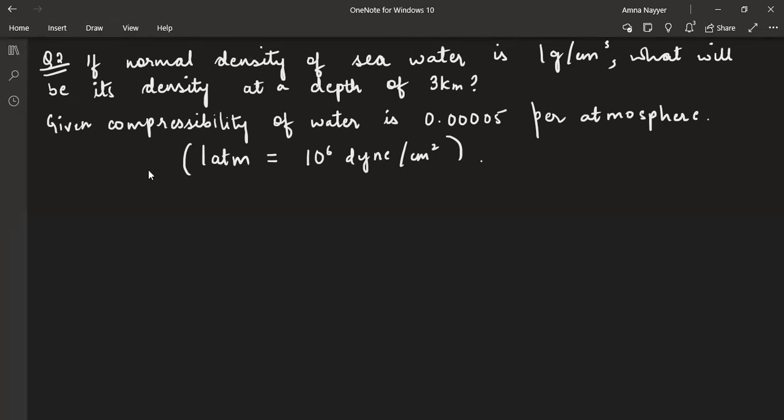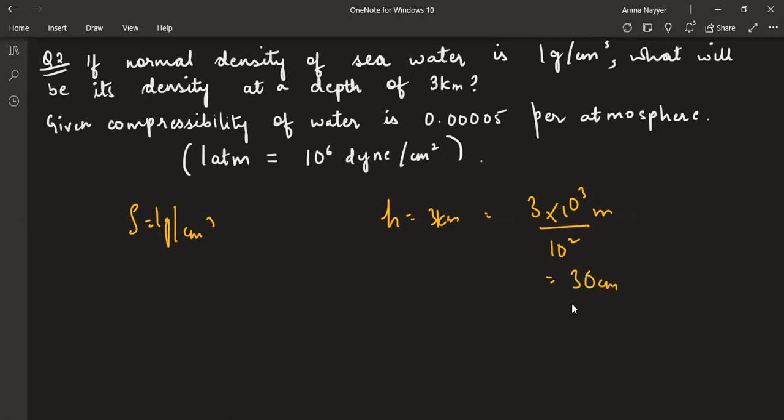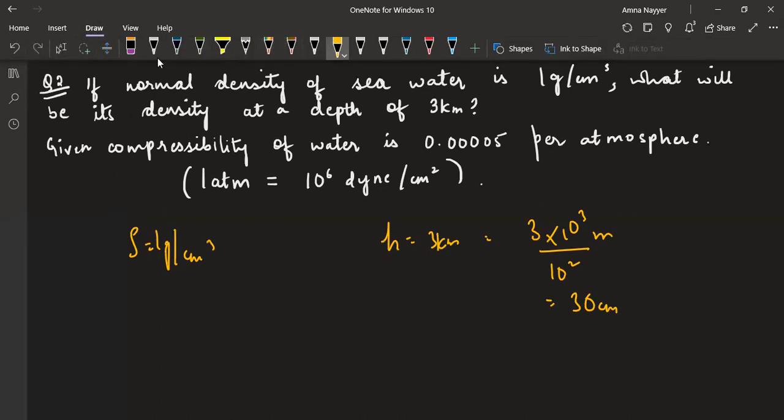See, it says that if the normal density of seawater is 1 gram per centimeter cube, what will be its density at a depth of 3 kilometers? So density is given as 1 gram per centimeter cube. Height is given as 3 kilometers. It's better if you convert this. See, 3 into 10 to the power 3 meters. And if you convert this to centimeters, you multiply by 10 to the power 2. So that makes it 3 into 10 to the power 5 centimeters.